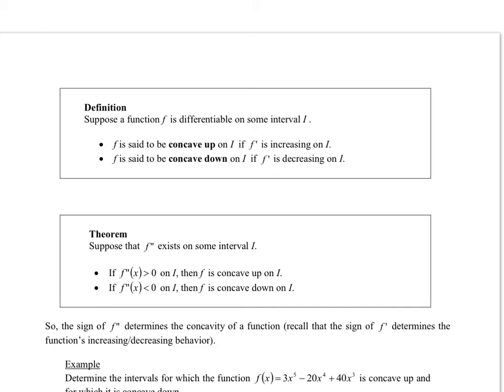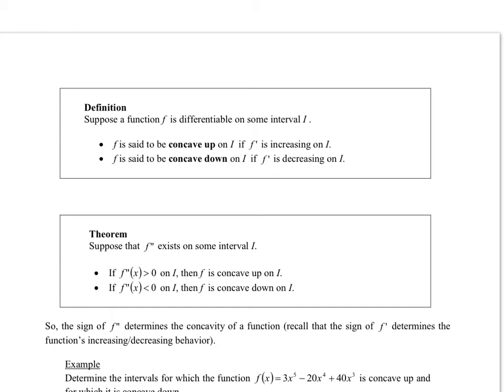Now that's not quite what I said on the previous page. What I said on the previous page is that f is concave up if f double prime is positive, and concave down if f double prime is negative. But that's equivalent to saying that f prime is increasing or f prime is decreasing, right?